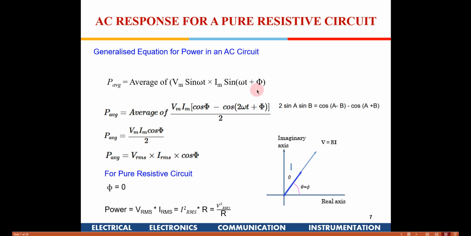Okay. So this is the generalized equation for finding the power, because we are going to use this generalized equation to find the power of other elements in the circuit. That is why this phi is 0 in this case. So you have Vrms Irms, that is the power in a resistor.